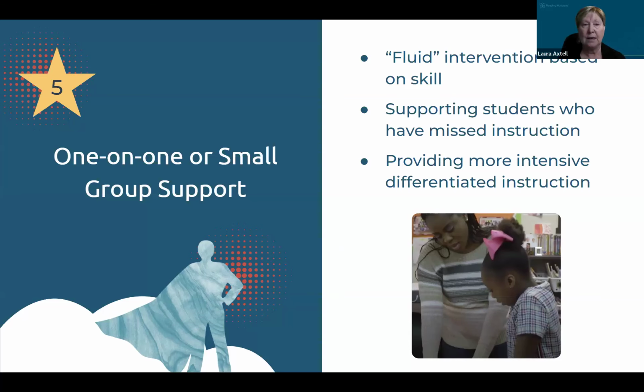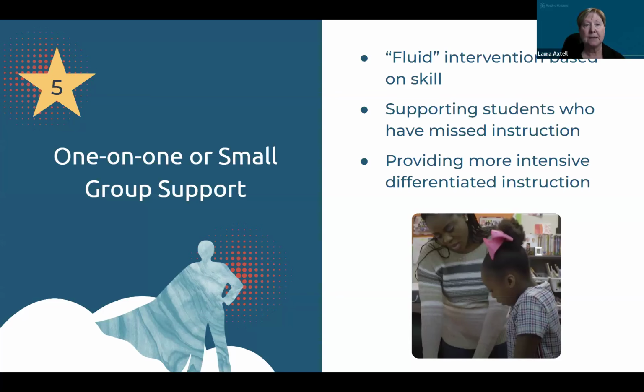They're not always going to need it for every single skill, but we notice because we're tracking what's happening, and we're going to need to pull those students. So providing that quote fluid intervention based just on the need. Supporting students who have missed instruction.